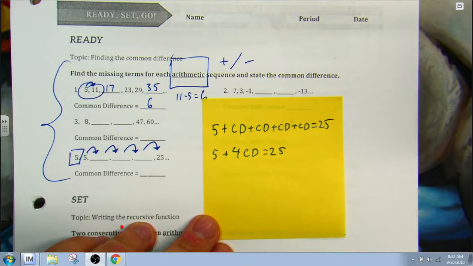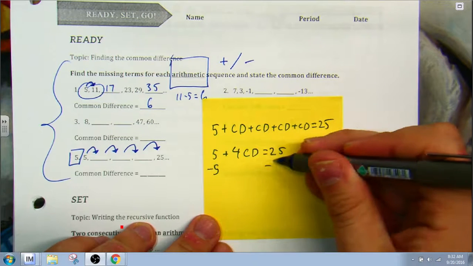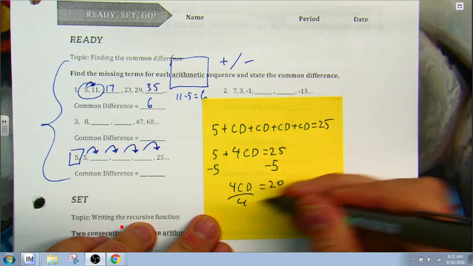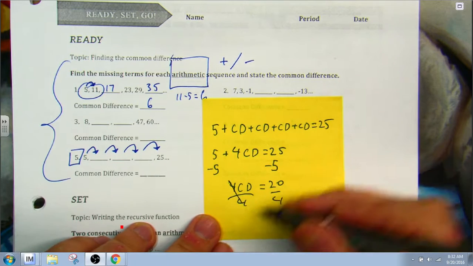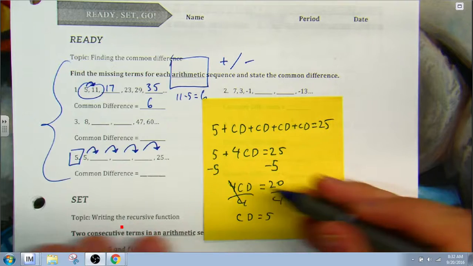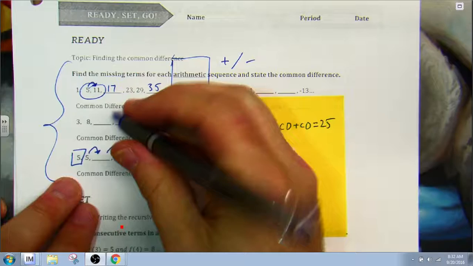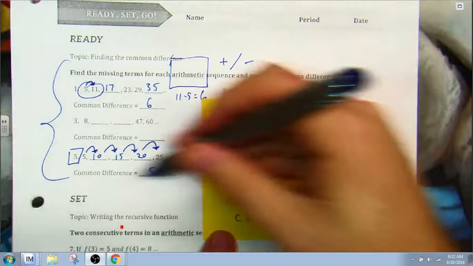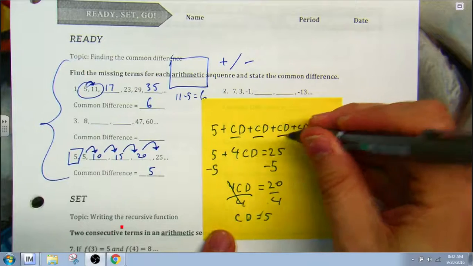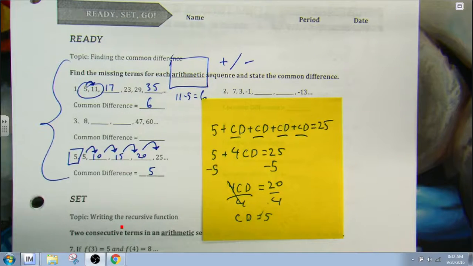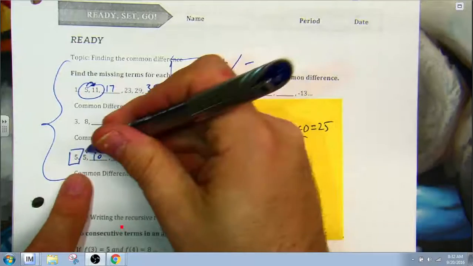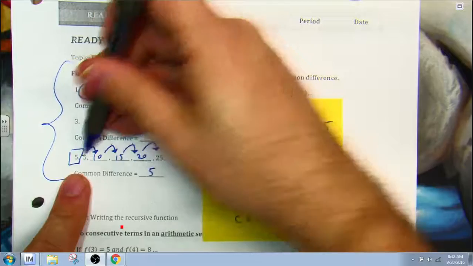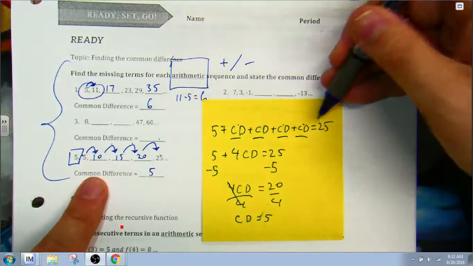And from here it's just algebra. I'll subtract 5 from both sides. 4 common differences is equal to 20. If I divide by 4, I see that my common difference equals 5. And in fact, I can prove that because this would be 10, 15, 20, 25. So to do problems like this where we're missing multiple steps, you just need to create an equation like that. You can even see the arrows I drew: 1, 2, 3, 4, 5, and 25. So that's how we do these.